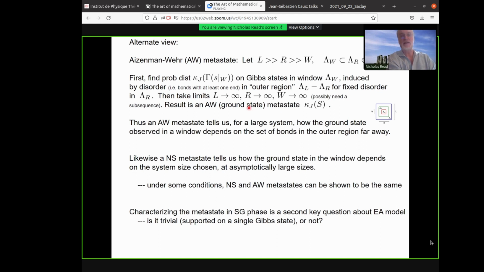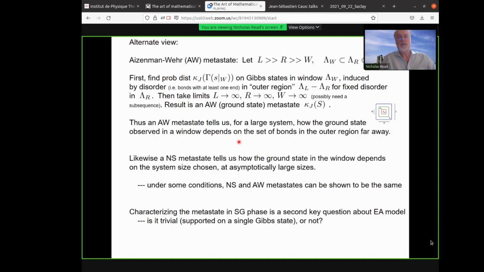The words ground state there is a typo, actually. That shouldn't be there. What the Ising and Wehr metastate tells us about, in the limit of large systems, is how the Gibbs state, that should say again, how the state observed in a finite region in the window, lambda W, depends on the bonds, even on all the bonds in the outer region, even though they're now infinitely far away. So it's like dependence on disorder at infinity.